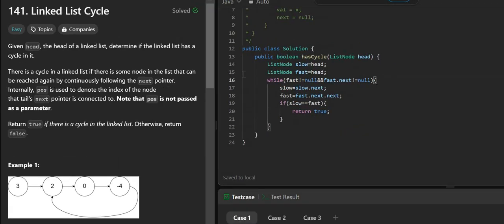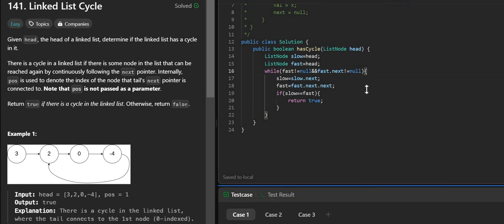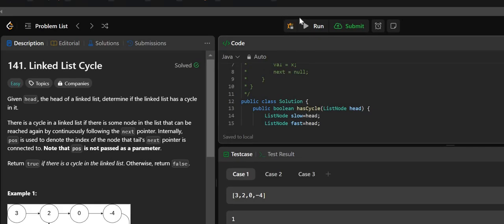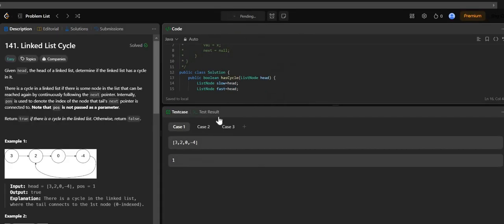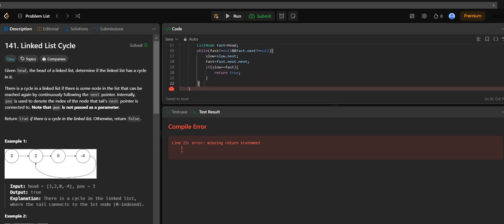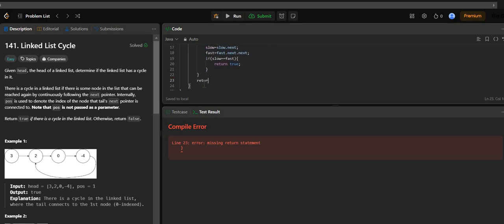Maybe I need to run this code. Okay, I got it. I forgot to return false. If it is coming out of the loop, we want to return false.